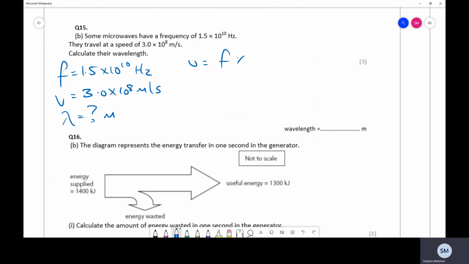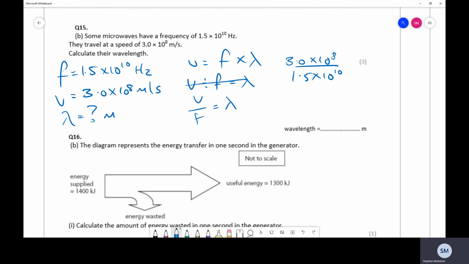Velocity is equal to frequency multiplied by wavelength. I need to find wavelength. To make wavelength the subject, I divide across by f. V divided by f is equal to wavelength. Now because of these strange numbers here, actually, I'm not going to do it like that. I'm going to do it V over f is equal to wavelength. And I'm going to write down that it is 3.0 times 10 to the 8 divided by the frequency 1.5 times 10 to the 10.